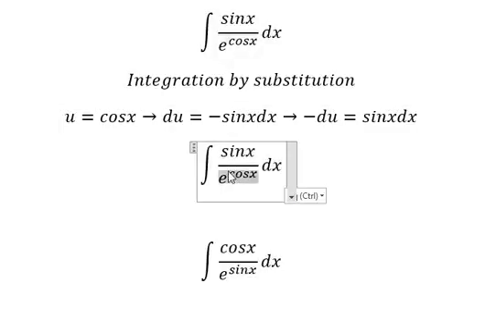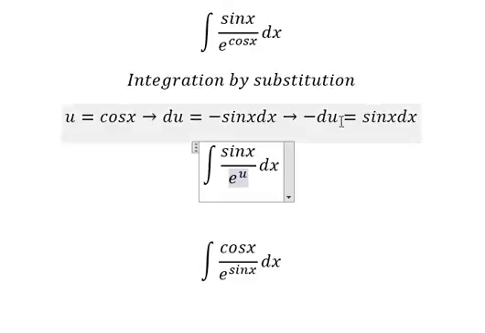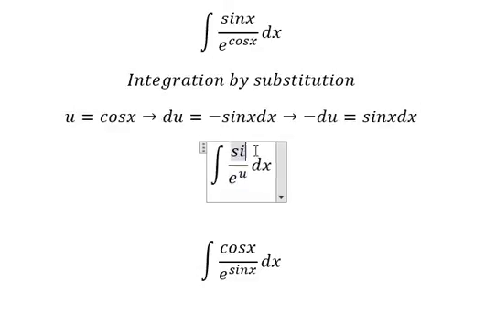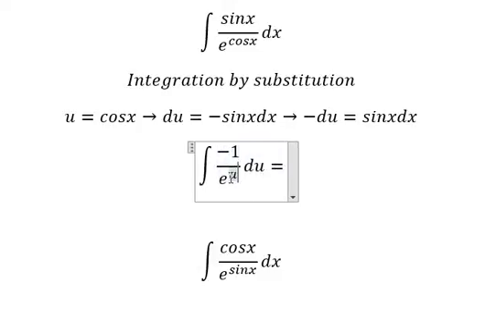This one we change to u. Sine x dx we change to negative du. So if we want to put this one in the numerator, we need to put the negative sign on the power.